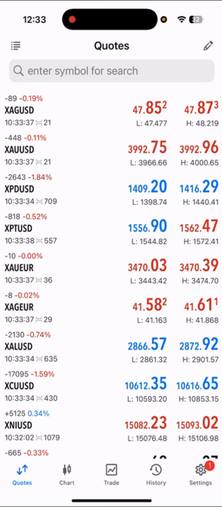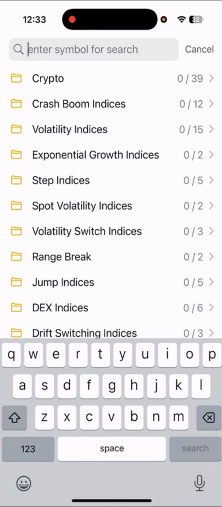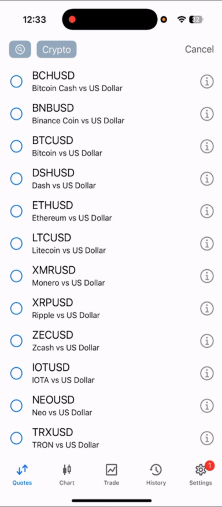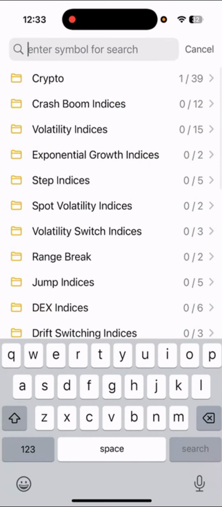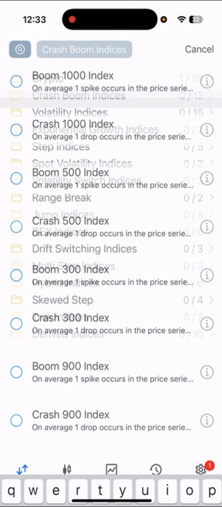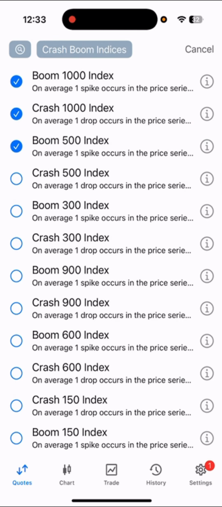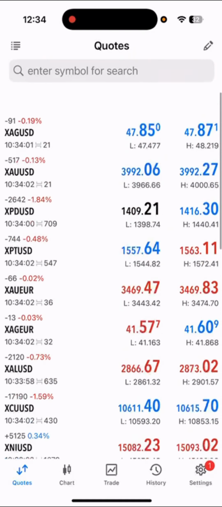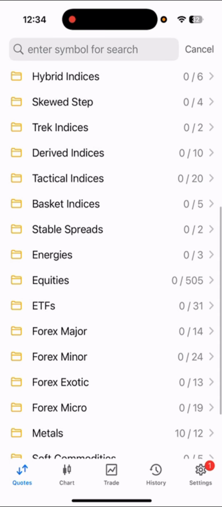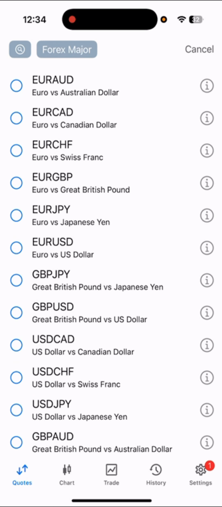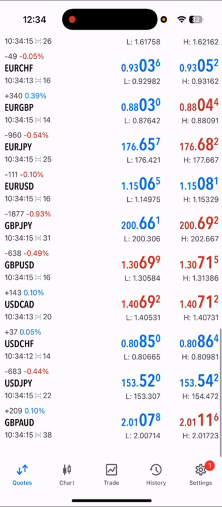To enter more symbols, you just come this side. If you want to enter the cryptos, you select the crypto you want. If BTC USD, you do like that. And then you cancel, you will find it in here. If you want to add synthetics like Crash and Boom, you can tick them there. Then you will find them, you cancel, you will find them in here. If you want to enter the Forex ones, you come this side, you check the Forex minor or the major. So I'll come to the major side and then you press like this. Okay? Then you cancel, you will find them in here.